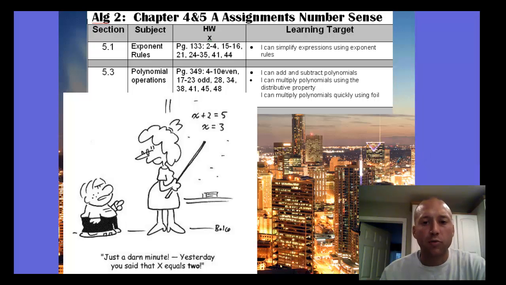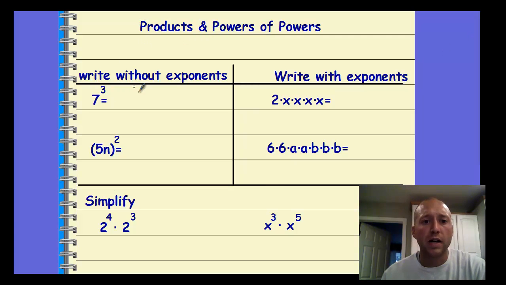Honors Algebra 2, Chapter 4 and 5. So I'm switching up the order in these two chapters. We're actually going to do 5.1 and 5.3 first. This is just exponent rules and then polynomial operations. Reviewing these exponent rules, we should realize how to write exponents without power.